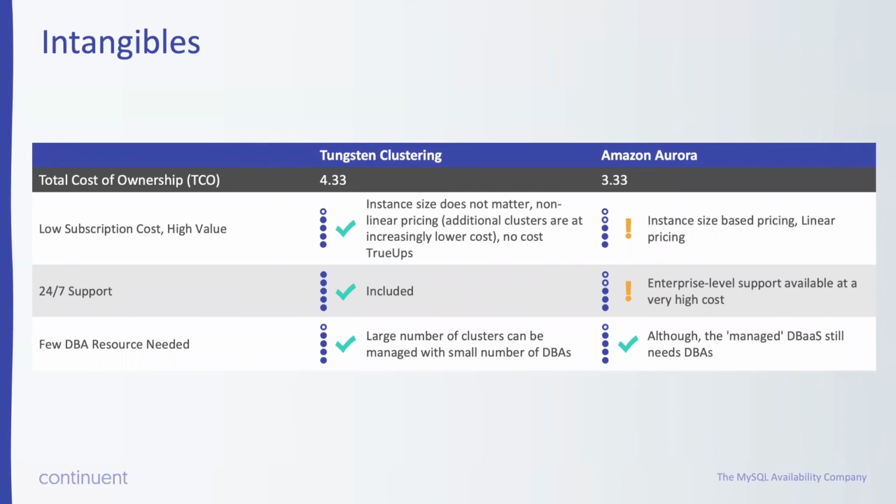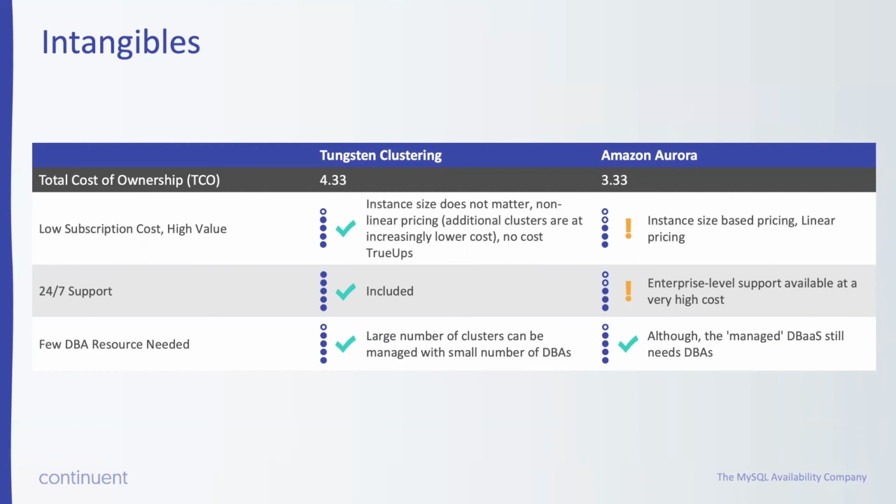And total cost of ownership. So how much does it cost when, the instances, the actual acquisition of the software or whatever it is, but also the support and the resources needed to manage and deploy it. So with Tungsten Clustering, we don't care about the instance size. You could deploy the biggest instance, that's not going to affect your pricing. And it's not a linear pricing model. As you add nodes, the price per node comes down.